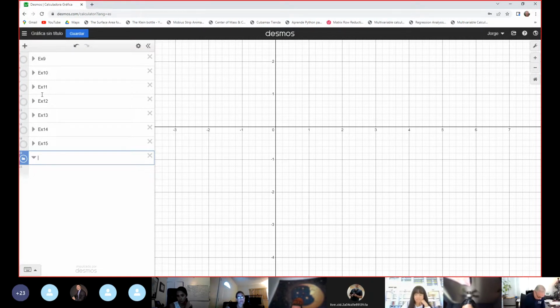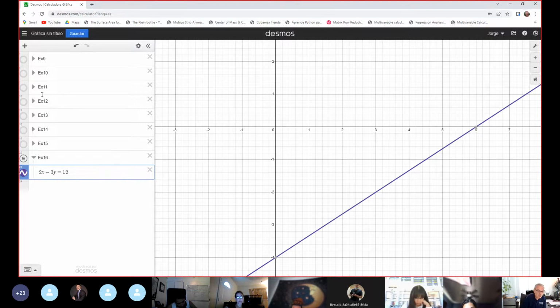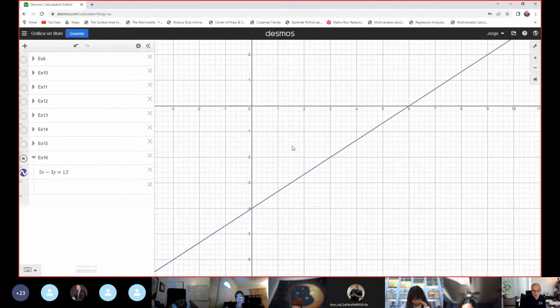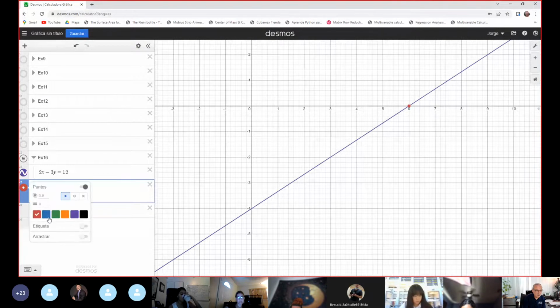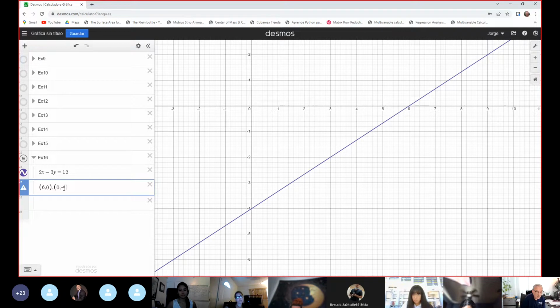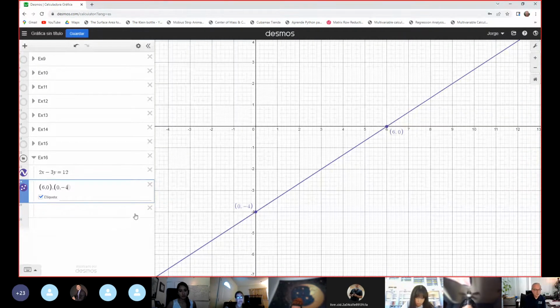16 is 2x minus 3y equal 12. Okay. In this case, we have a little bit huge number, and now my line has intercepts 6,0 and 0,-4. Excellent. I like that.